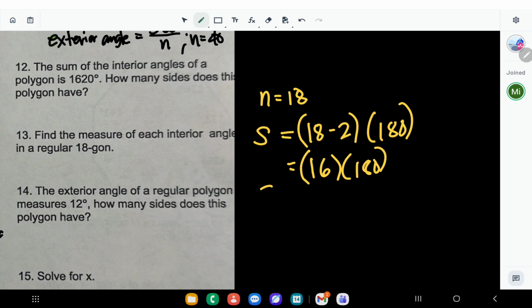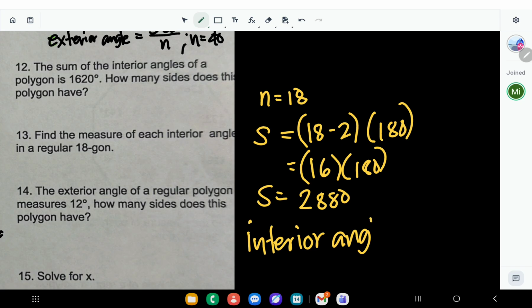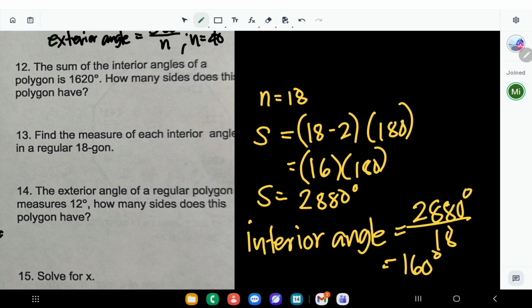Okay. What is 16 times 2? Okay, and now for the interior angle. What is the interior angle? So the sum divided by 18, the number of sides. 160. So this is 160 degrees.